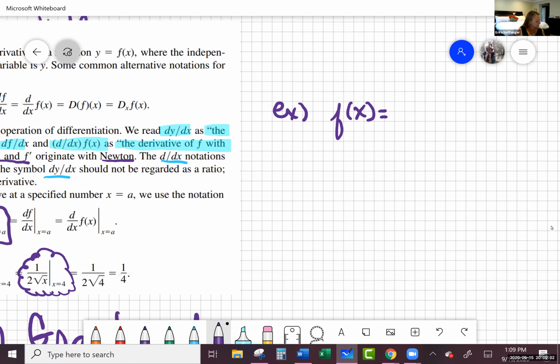Sorry, I should have pulled this before. How about 1 plus the square root of 4 minus x, part A. Let's find f prime of x.